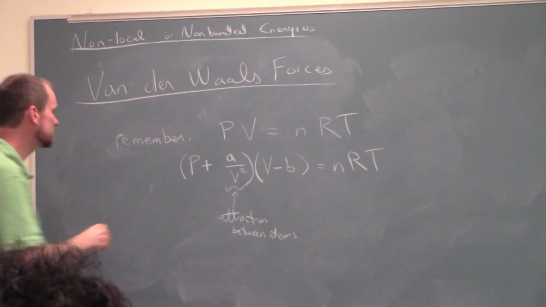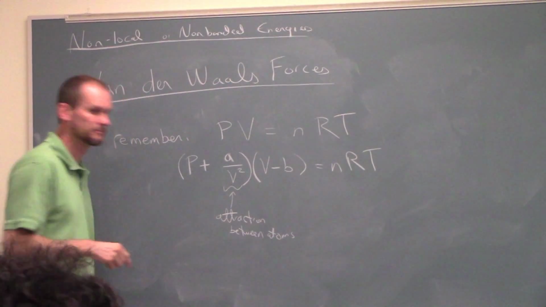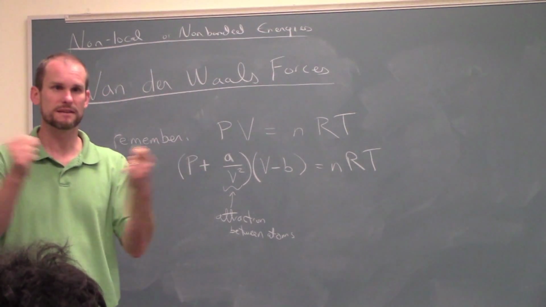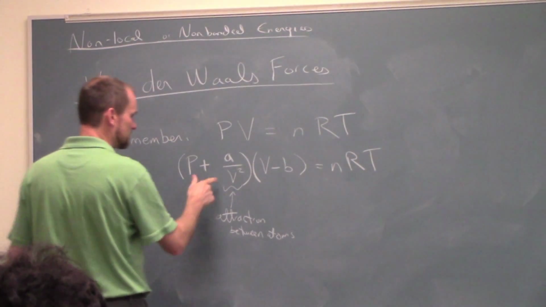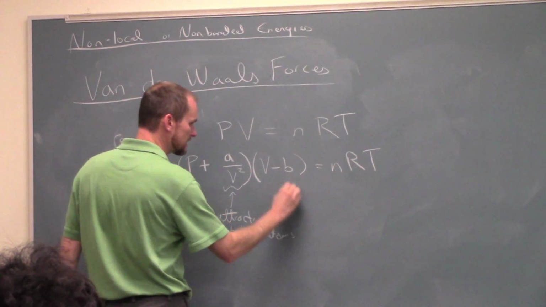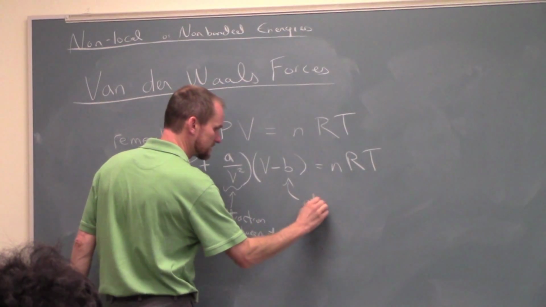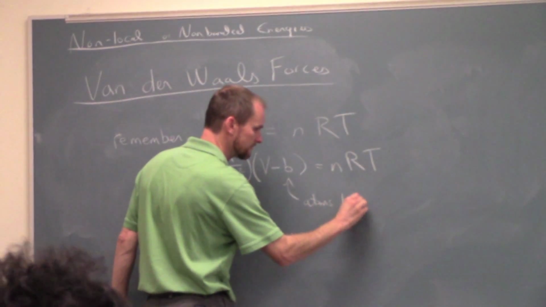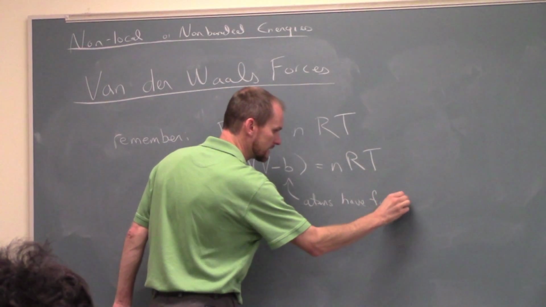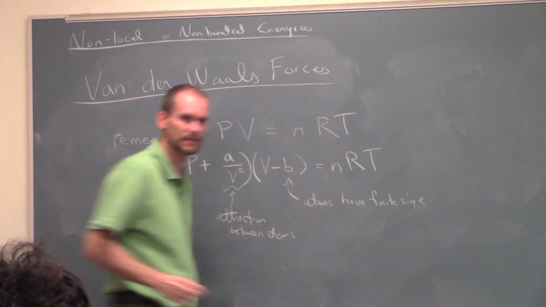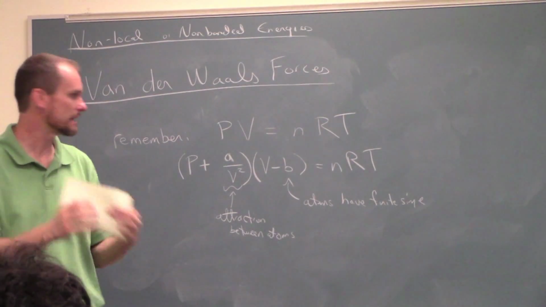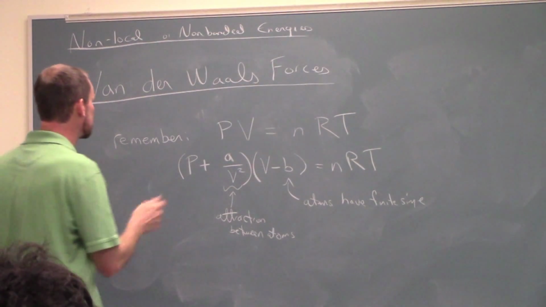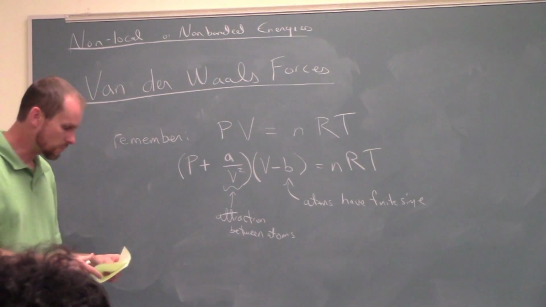And it depends on the distance between the particles. As you increase the pressure, that effect becomes larger. The other one here is that atoms have finite size. So if there's a correction, it's not just about volume, but there's some volume that is occupied by the atoms themselves. So those are the two effects that will come under van der Waals forces.